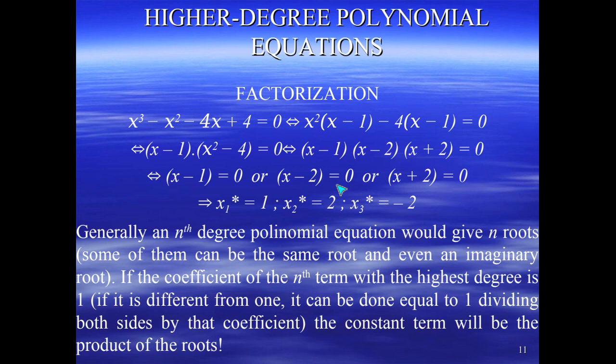Then, well, we can use some trial and error to find some roots, but there are also some ways to guide these trials and errors. Generally, an nth degree polynomial equation would give n roots. Some of them can be the same root, and even an imaginary root, of course, if the coefficient of the nth term, the term with the highest degree, is 1. If it is different from 1, it can be made equal to 1 by dividing both sides by that coefficient, of course. If the coefficient of the highest term is equal to 1, the constant term will be the product of the roots. This is also a theorem, we will see.